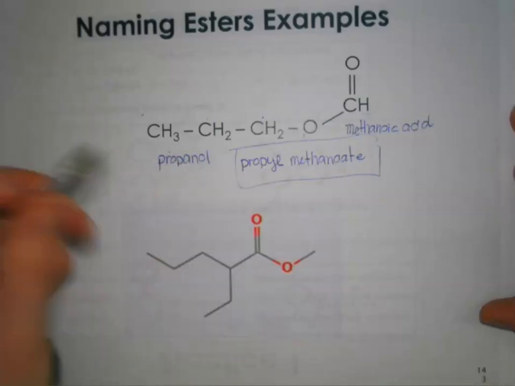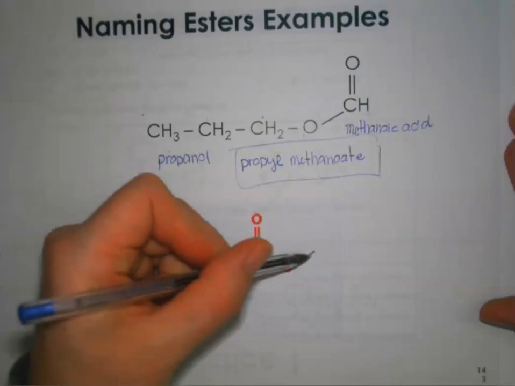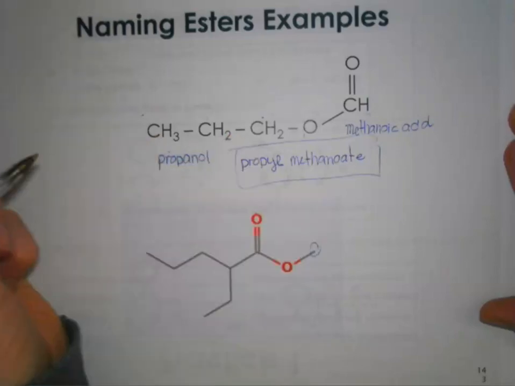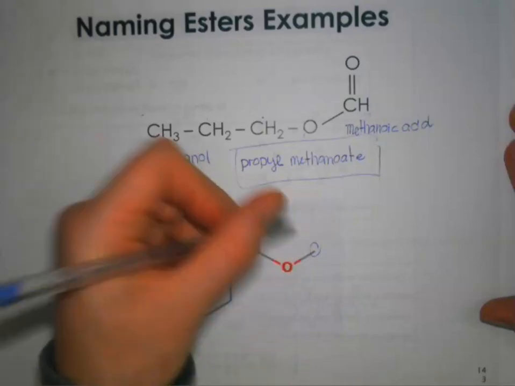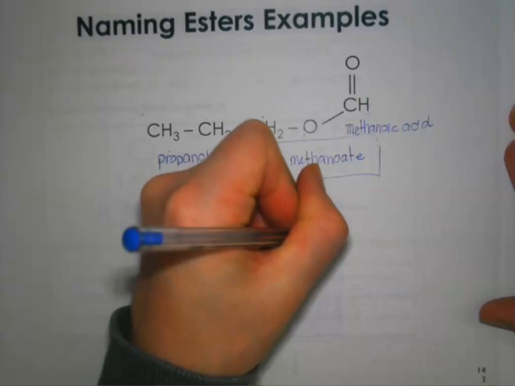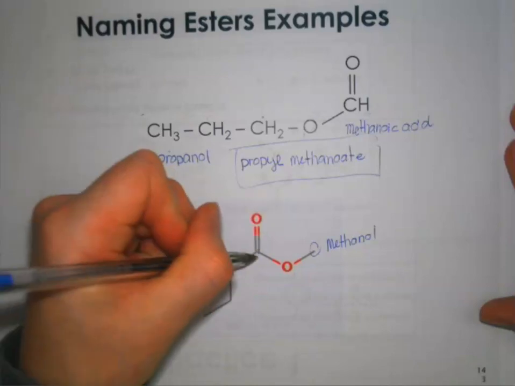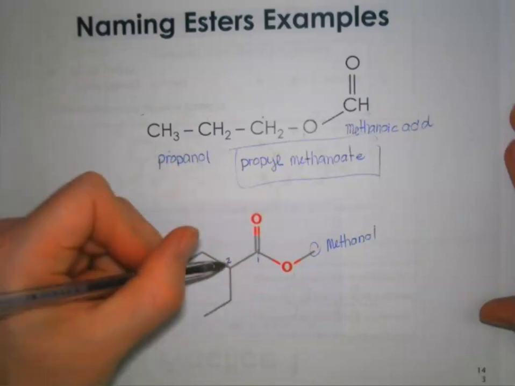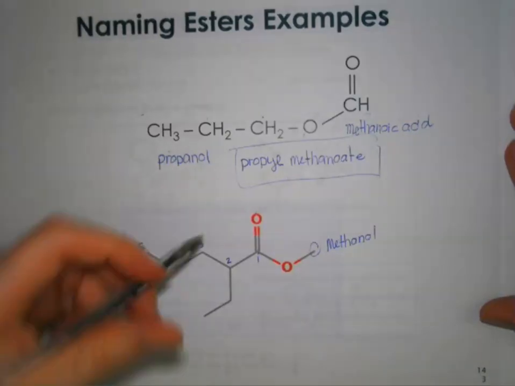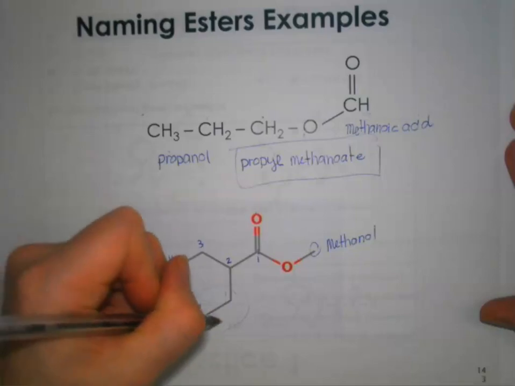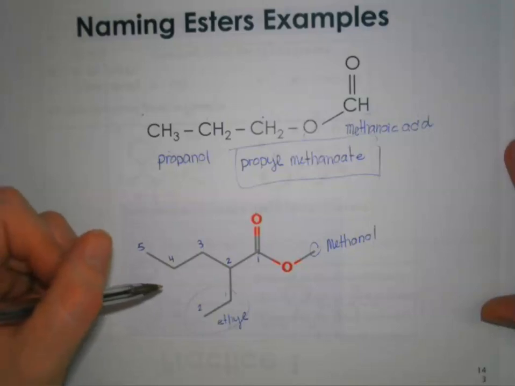In this one here, fairly complex. So we have a carbon with a double bonded oxygen, single bonded oxygen. On the other side of that single bonded oxygen, we only have 1 carbon here. So that's going to come from our alcohol component, so that is going to be methanol. Okay. On the other side here, we're going to have carbon 1, 2, 3, 4, 5. We want to do the longest chain. So that means we have a side group for this one with 2 carbons, so it's going to be an ethyl group.